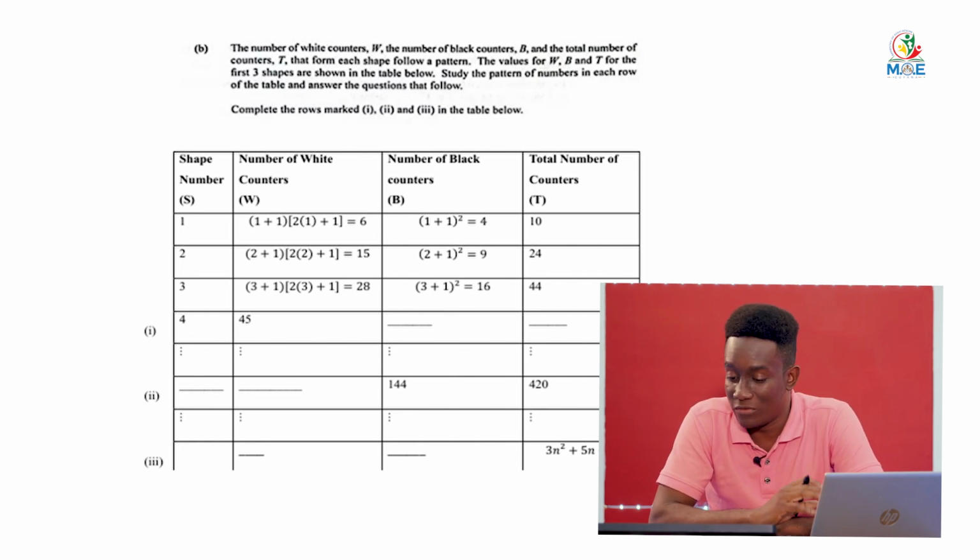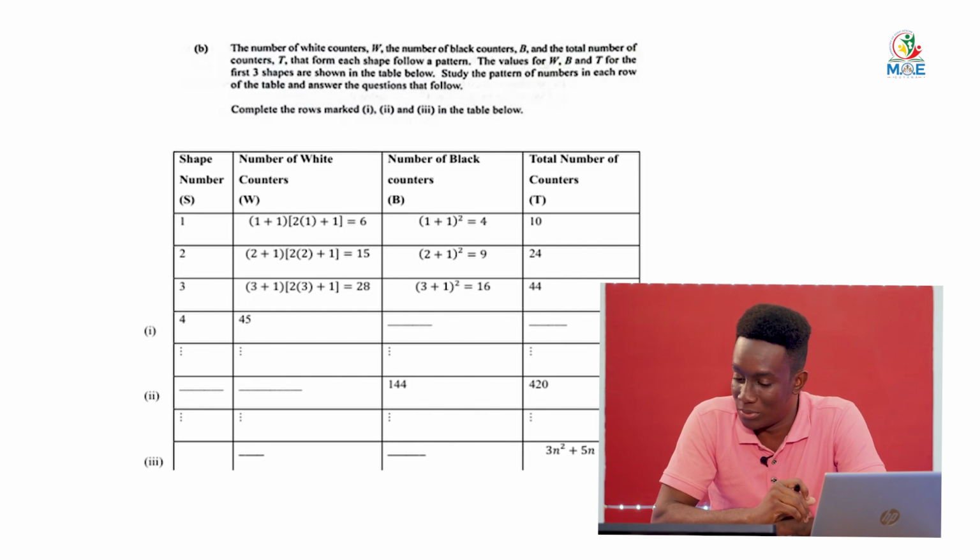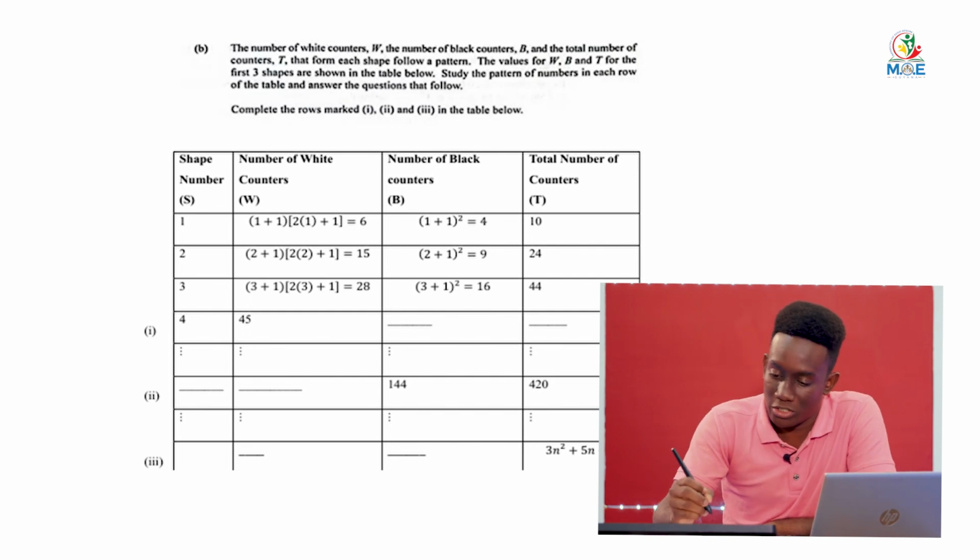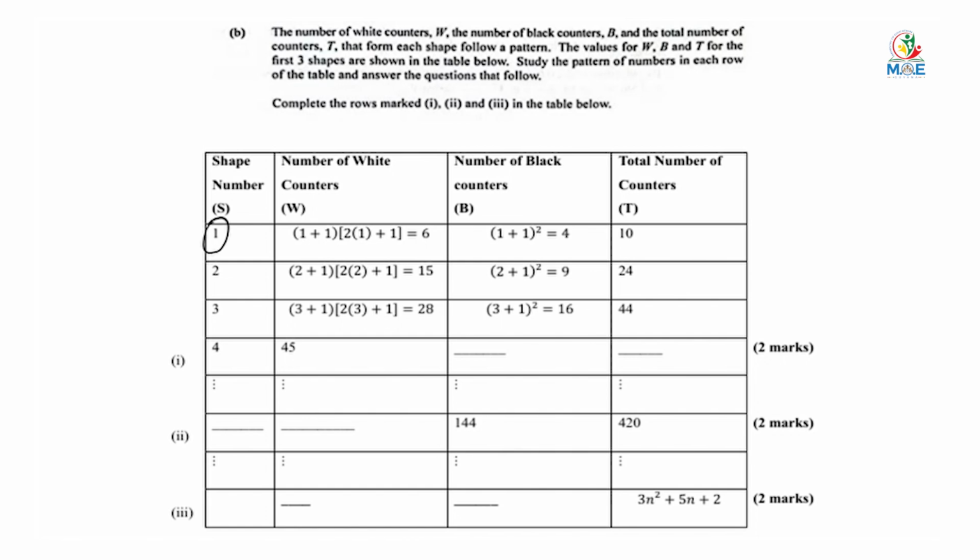So this table looks like one of the easiest ones that I will complete. So let's look at the pattern. For shape number 1, we have a formula being given here, which is 1 plus 1, then multiply 2 by 1 plus 1, and this will give me an answer of 6. For shape number 2, I have 2 plus 1 again, and then in another bracket 2 multiplied by 2 plus 1. As I can already see, these numbers are adjusting based on the shape number, so let's see if that will continue.